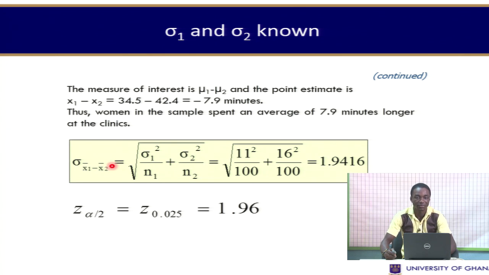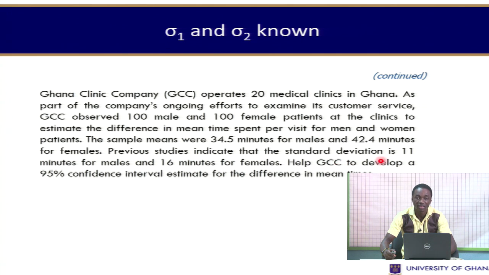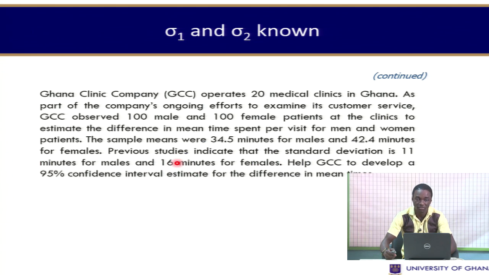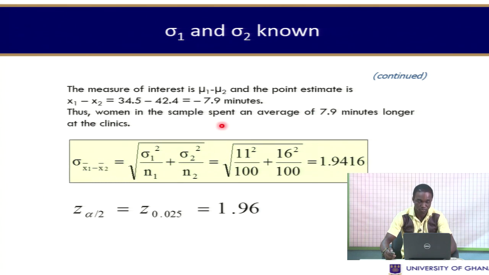The standard error is given as the square root of sigma 1 squared over n1 plus sigma 2 squared over n2, which gives us 11 squared divided by 100 for the males, because their standard deviation was 11 minutes, and then 16 squared over 100 for the females, because their standard deviation was 16 minutes. Note that the sample size for both males and females was 100 each. This gives us a standard error of 1.9416. Note that we are constructing a 95% confidence interval, and therefore our z alpha over 2 is equal to 1.96.